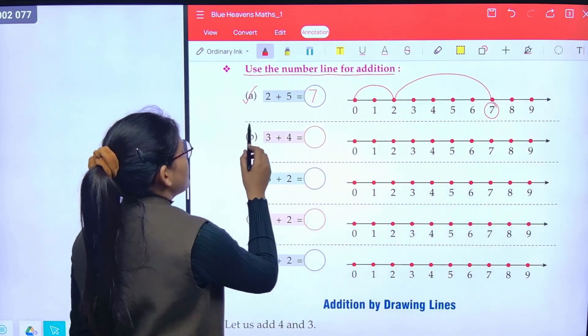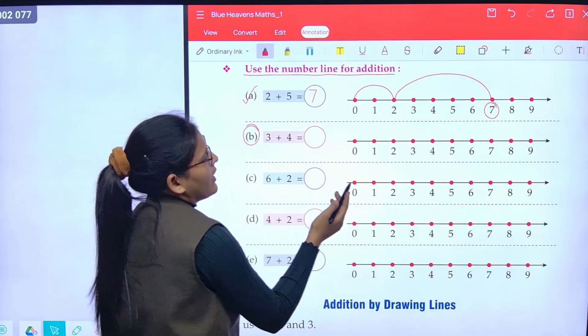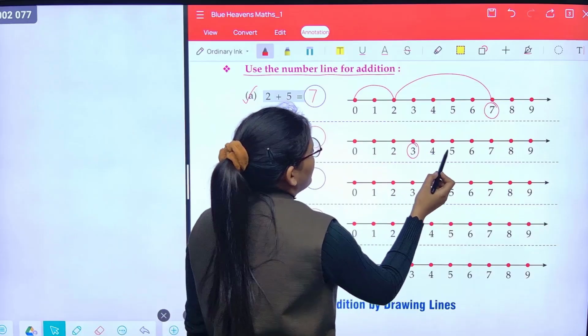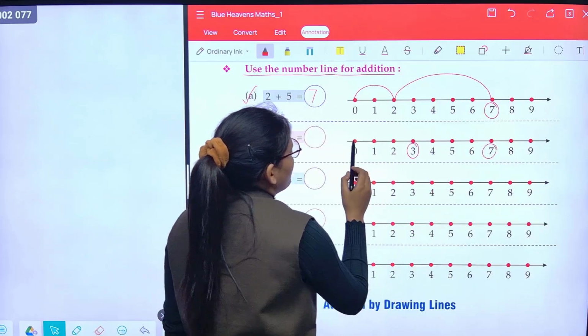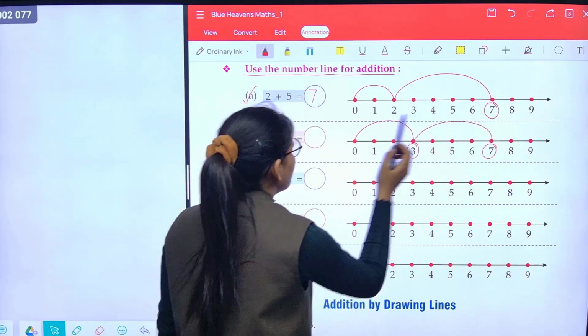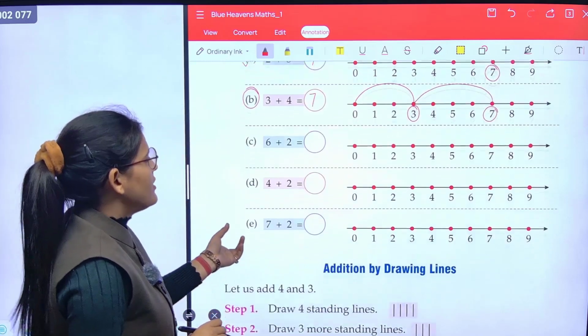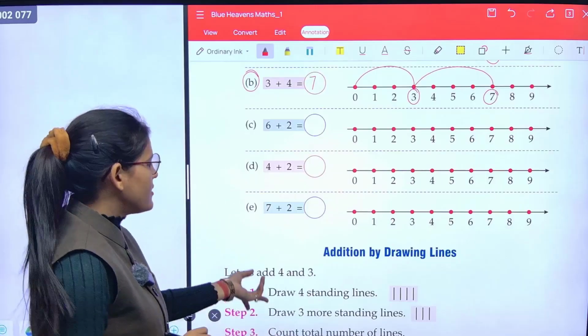Understand? Now class, B. 3 plus 4. Firstly mark 3 and count 4. 1, 2, 3, 4. So 3 and then 7. So 3 plus 4, 7. Understand, class? Rest of the parts do yourself, class.